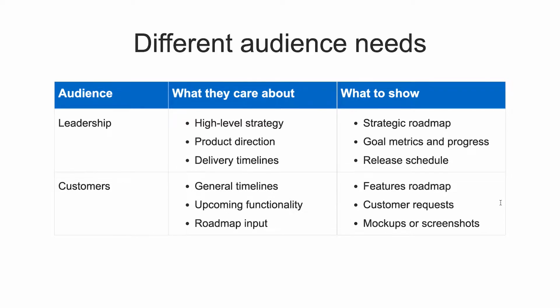A view that helps out the customer type audience is the features roadmap. It's a little more granular than other roadmaps. You can show individual features one at a time, highly customizable. We'll do that today. Customer request.